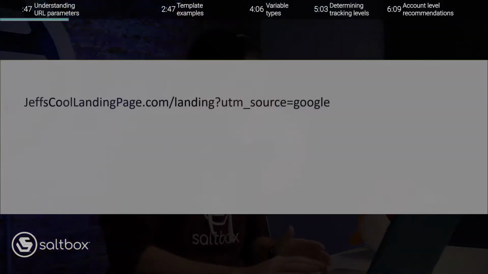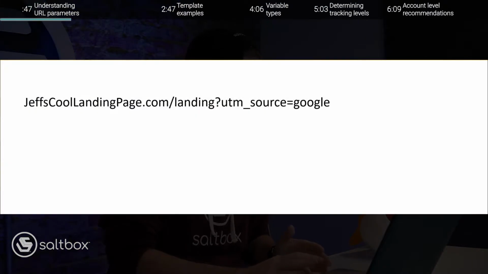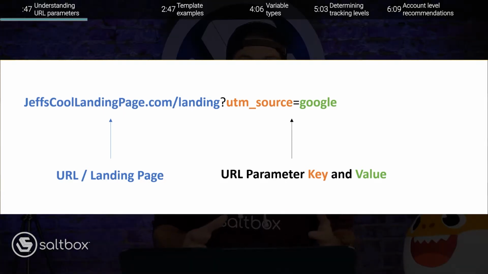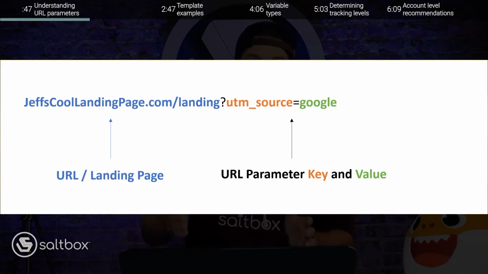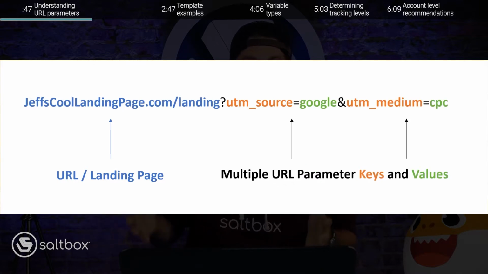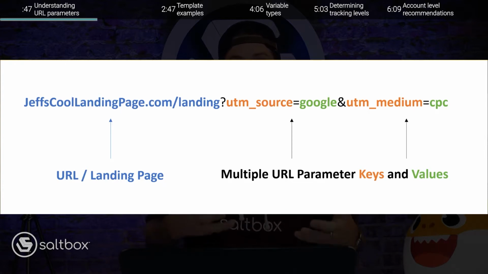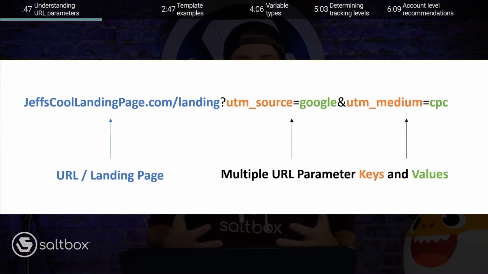And here's an example. In this example here, we have this landing page, and then you'll see the question mark, and there's a URL parameter here called UTM source. This URL parameter is being set equal to the value of Google. You might see some links like this that have multiple URL parameters all chained together and separated by an ampersand. These URL parameters help analytics tools understand where traffic is coming from and subsequently help you measure the effectiveness of those campaigns by using that data.